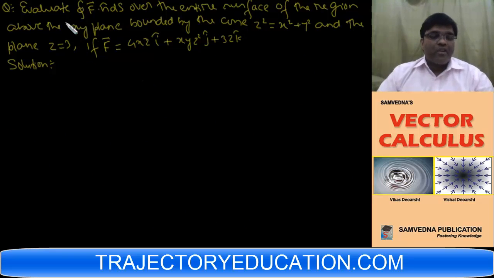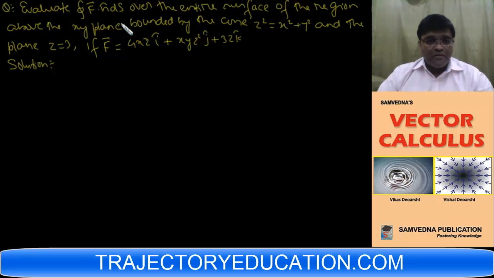Now let's see this problem. Evaluate the surface integral of f over the entire surface of the region above the xy plane bounded by the cone z square equals x square plus y square and the plane z equals 3, if f is 4xz i plus xyz square j plus 3z k. First of all, let us draw this cone and this plane and get an idea of the region.